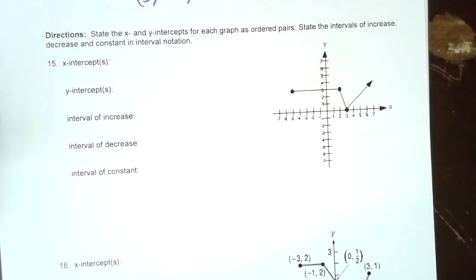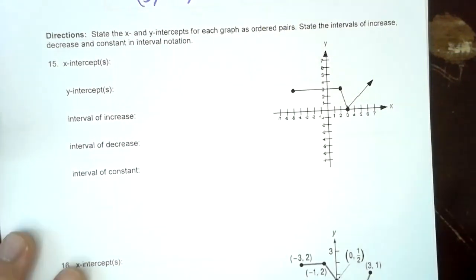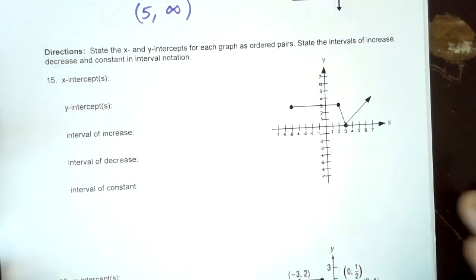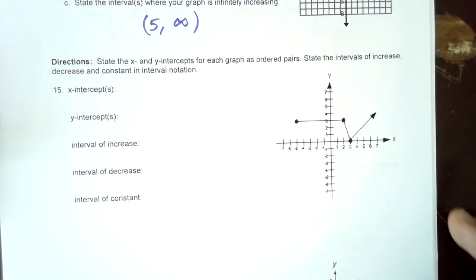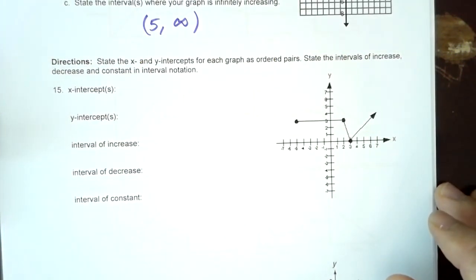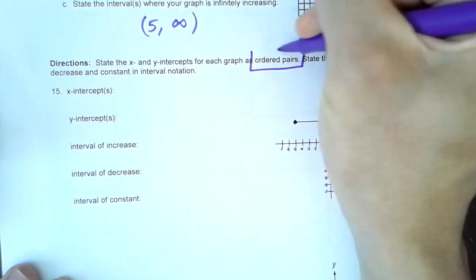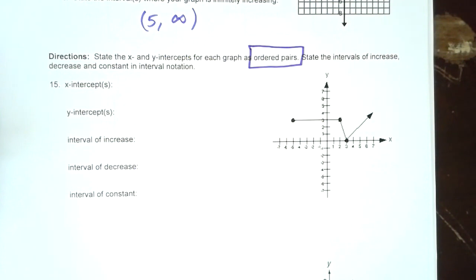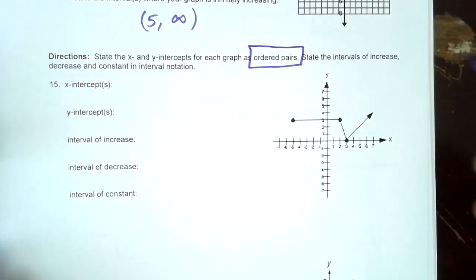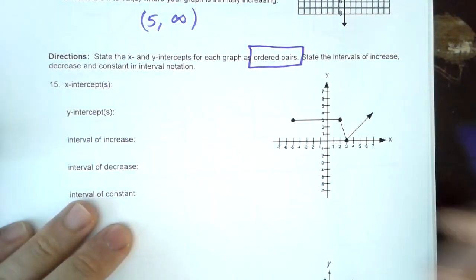Okay, the next two examples are very, very important, and they deal with describing the X-intercept and the Y-intercept. This is something that you will see in Math 1. We do this a lot, and it's good that we're doing this right now to practice for that. So it says state the X and Y intercepts for each graph as ordered pairs. The one thing that students forget to do all the time is they forget to write the X-intercept as an ordered pair, right? So again, what is an X-intercept?